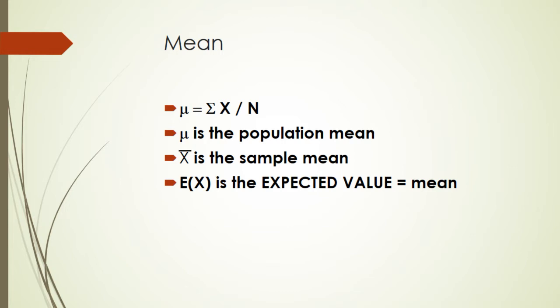So the mean, you've been calling it the average all your life. You know how to calculate it. Mu is the population mean. We're going to calculate it: mu equals sigma x over N, where sigma means sum, and x is an observation. So we're going to sum the observations, add up all the numbers, and divide by capital N, which is how many numbers there are. It's the sample size or population size.